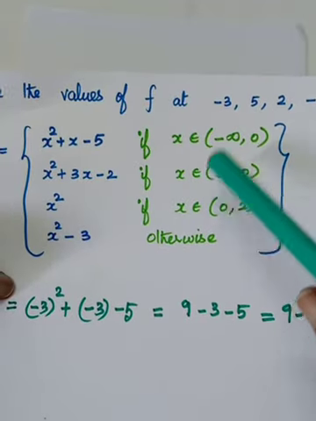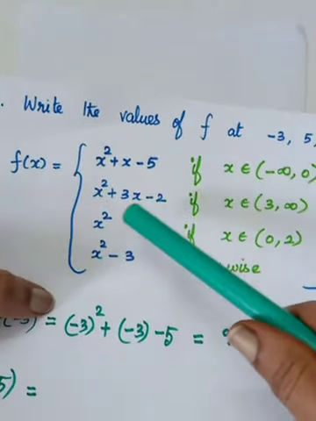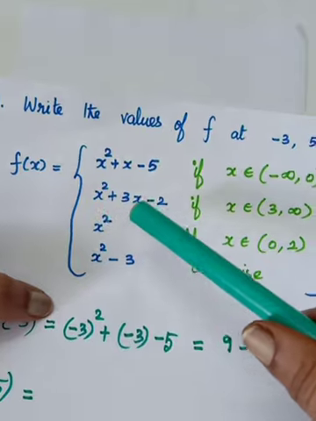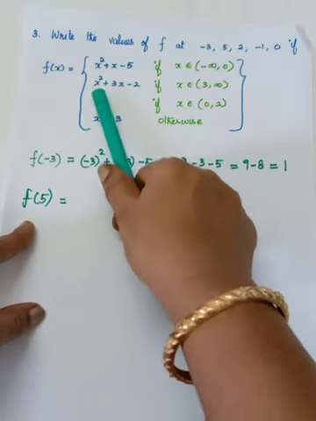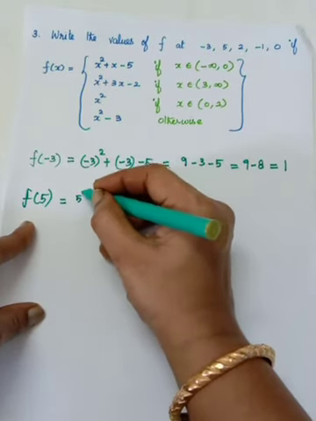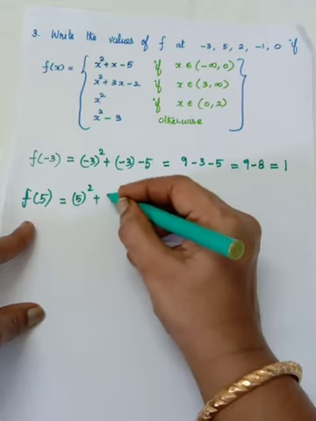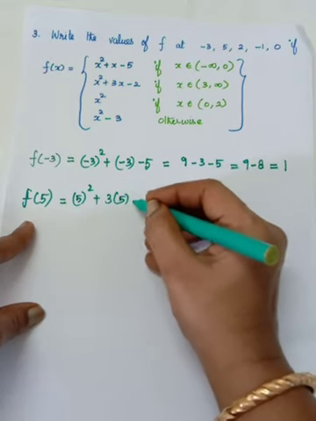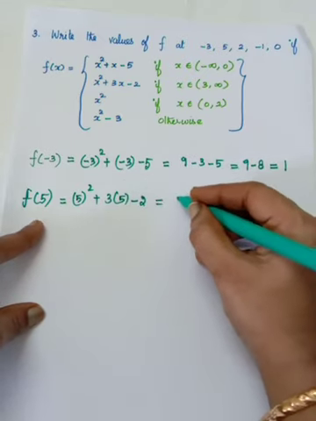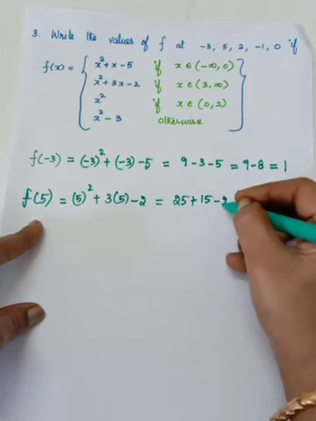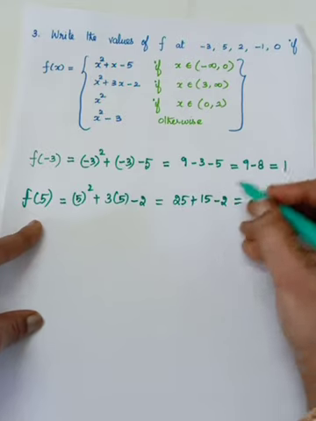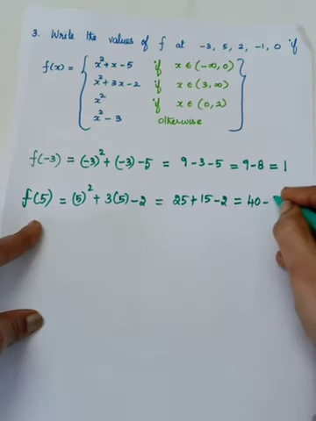So for the value of 5, you have to choose your f of x as x squared plus 3x minus 2. So f of 5 is equal to 5 squared plus 3 into 5 minus 2. 5 squared is 25, plus 3 into 5 is 15, minus 2. So 25 plus 15 is 40. So 40 minus 2, that is equal to 38.